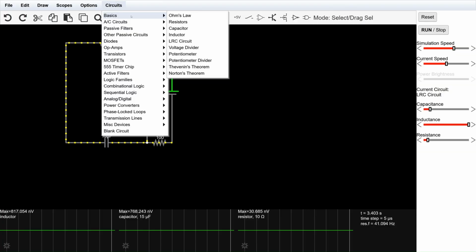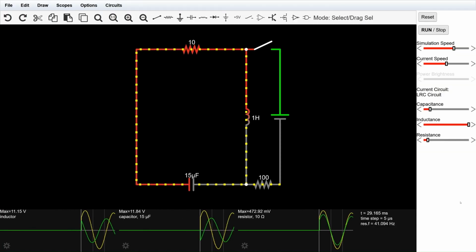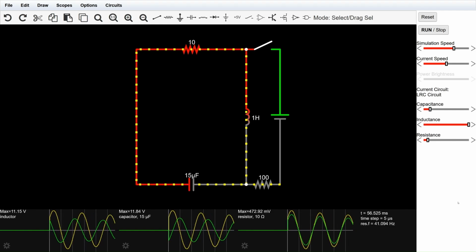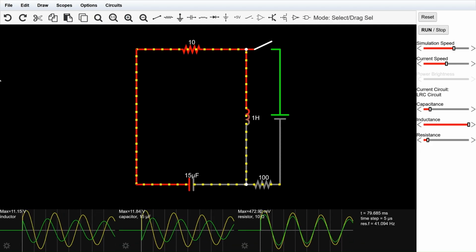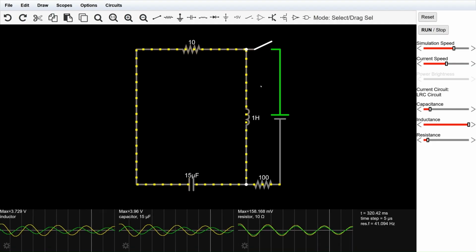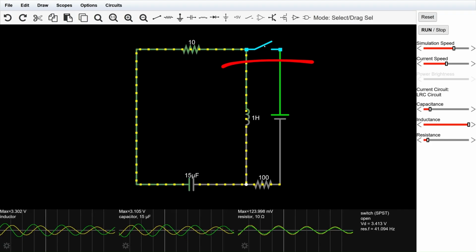Welcome to the LRC circuit episode of the Falstad simulation series. They are very important in electronics because they allow us to control frequency, filter signals, and store/release energy efficiently. As you can see, the circuit is divided into two parts. First, we will examine the situation when the switch is opened.